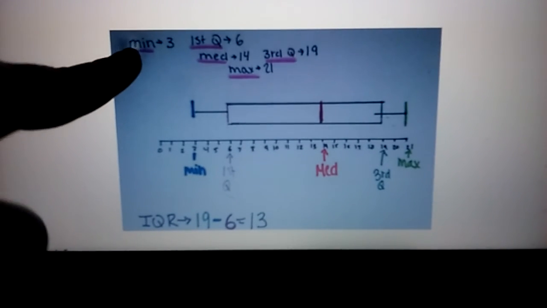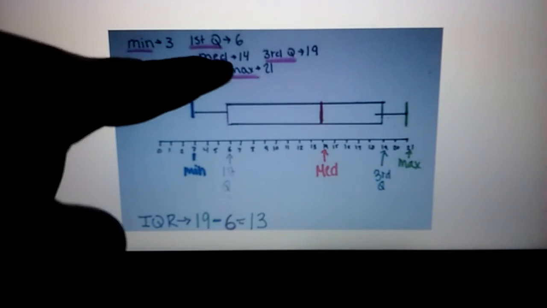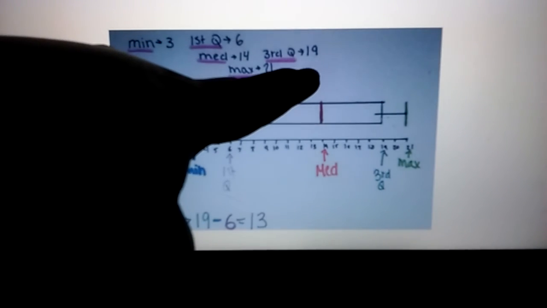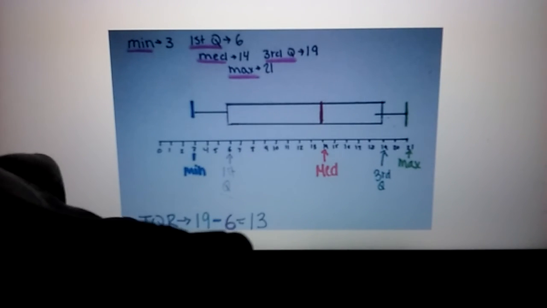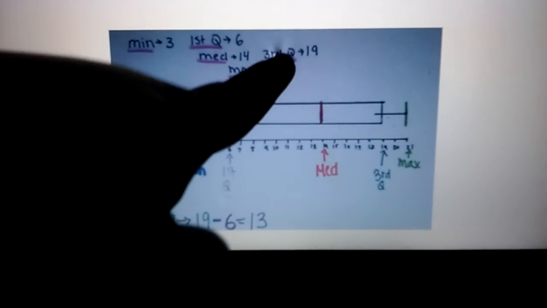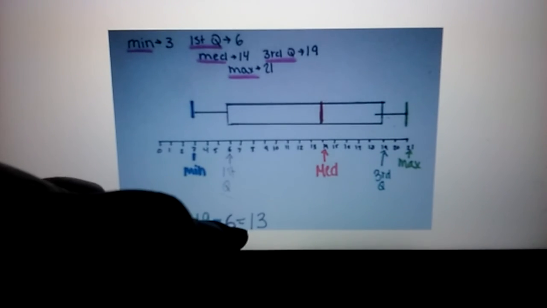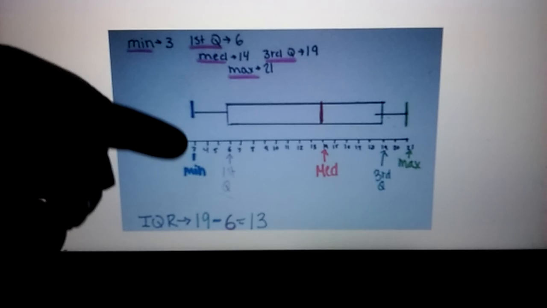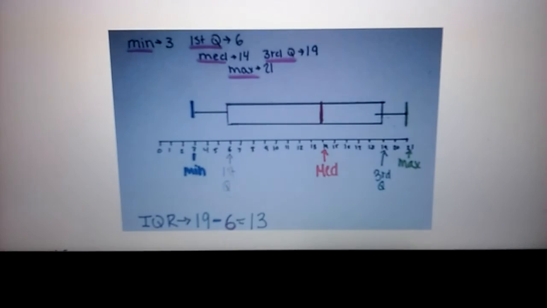So the minimum of example 3 was 3. The first quartile was 6. The median is 12. The third quartile is 19. The maximum is 21. And then our IQR, which is our interquartile range, is 19, which is our third quartile, minus 6, which is our first quartile, equals 13. And then when we plot it, we see this is the minimum, the first quartile, the median, the third quartile, then the maximum.